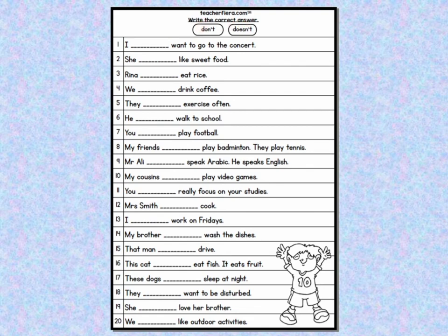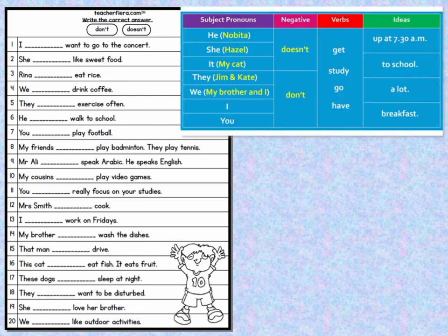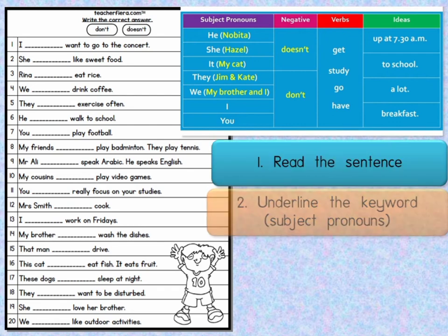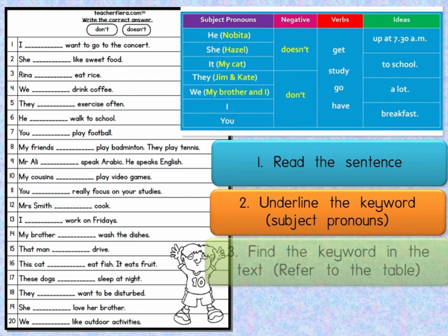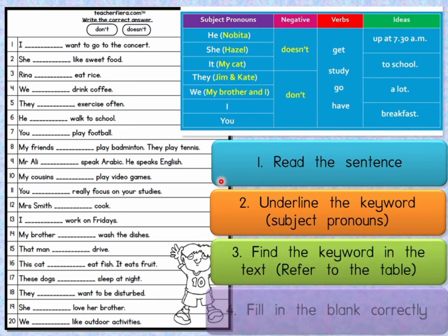Write the correct answer. For this exercise, you have to fill in the empty spaces with don't and doesn't. You have to complete this exercise based on the table here. The first step is you have to read the sentence. Number 2, you have to underline the keywords. The keywords are the subject pronouns of the sentence. Number 3, you have to find the keyword in the text. You can refer to the table. And then number 4, you have to fill in the blank correctly.